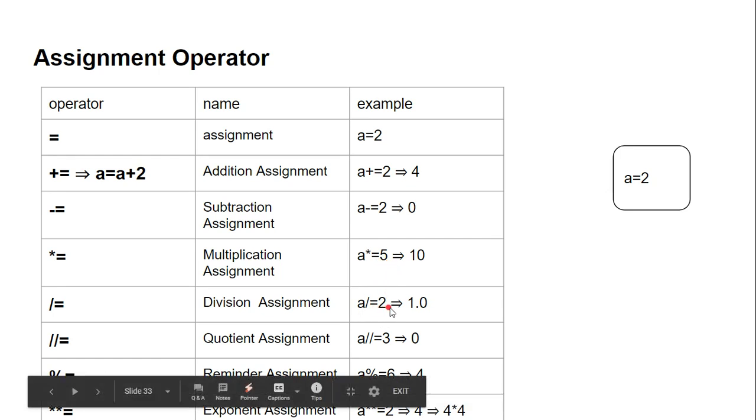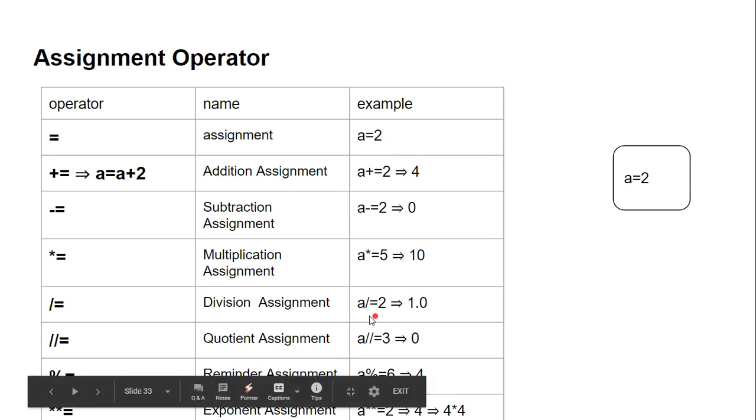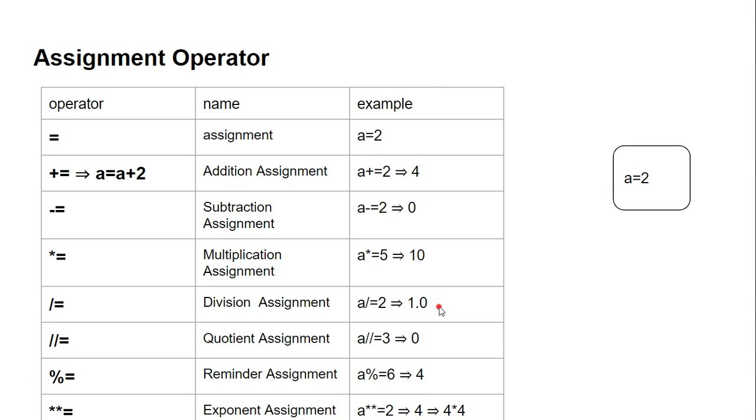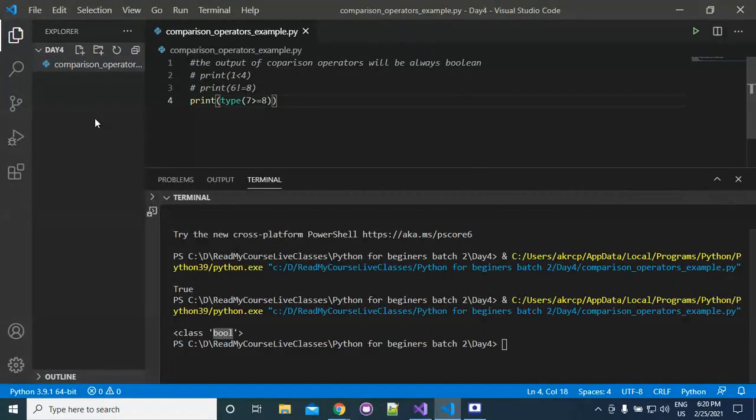Next is a divided by is equal to 2. It will be a equal to a divided by 2. So the answer will be 1.0. Similarly, we have quotient assignment. Next, we have remainder assignment. Again, these are very simple, you can practice on it. I'm just giving you examples.